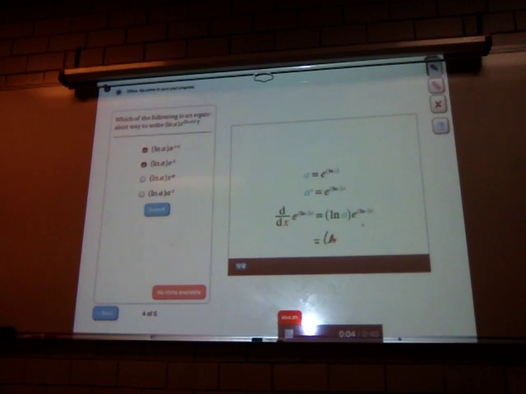We can rewrite this as the ln of a times e to the ln of a all raised to the x. Now this thing here can be simplified. Remember, if you have b raised to the log base b of some number m, you just get m again. So if you have e raised to the log base e of a in this case, we're just going to get a. So you can plug that in here and find the answer.